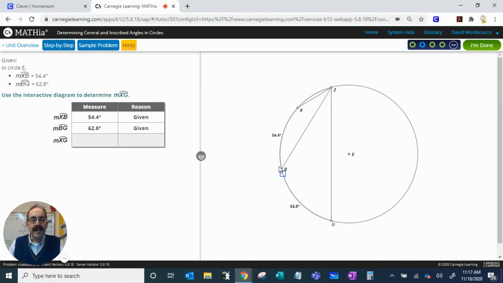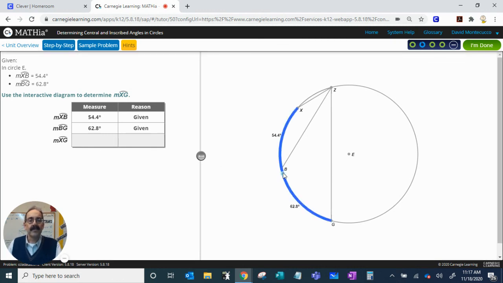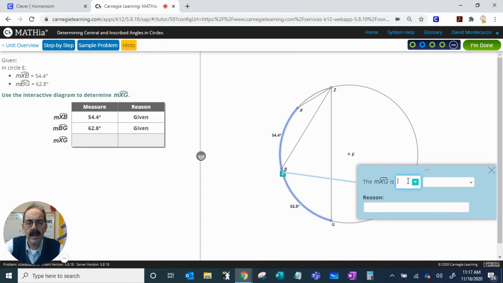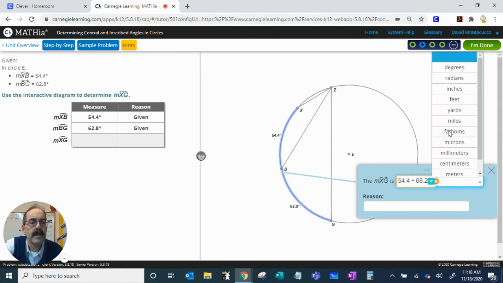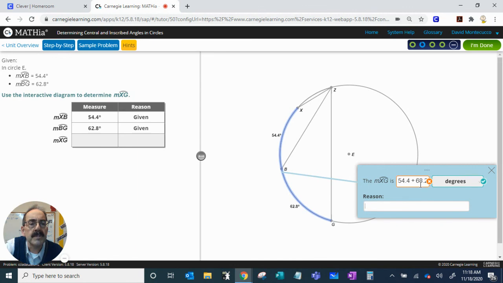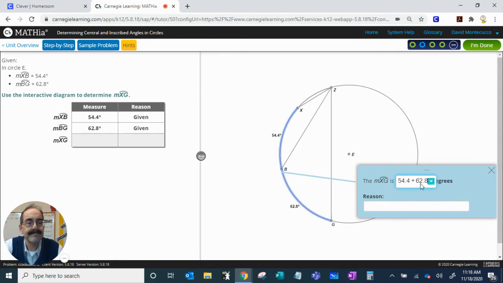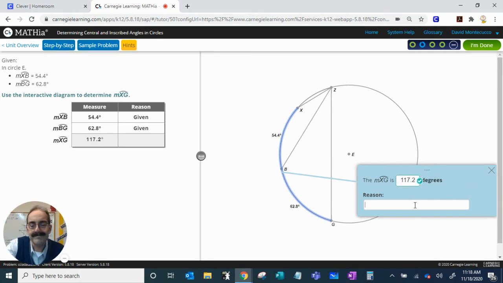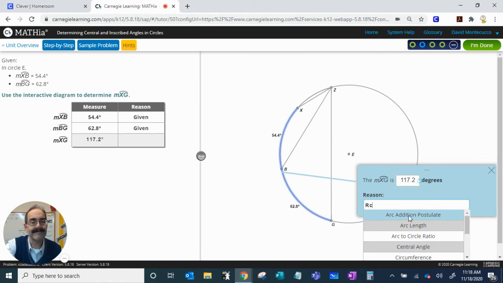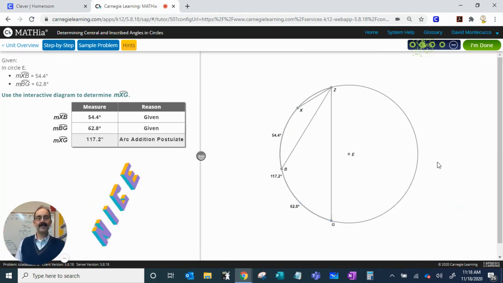Okay, XG. Arc addition again, okay? So 54.4 plus 68.2 degrees. Oh, 62.8, dyslexic. Kidding. Just typed it wrong? Aha, there we go. Cool. So, nice. Okay, we'll head on.